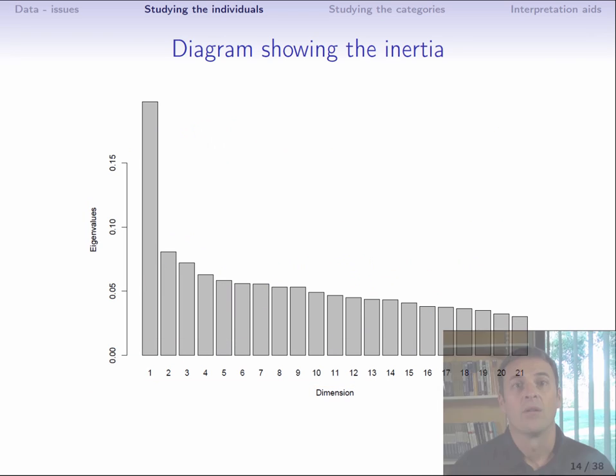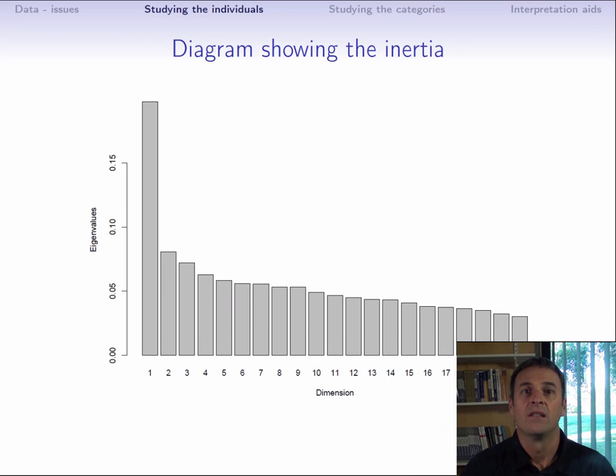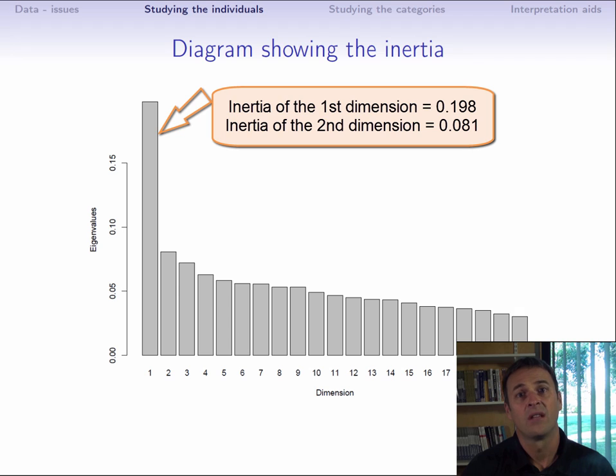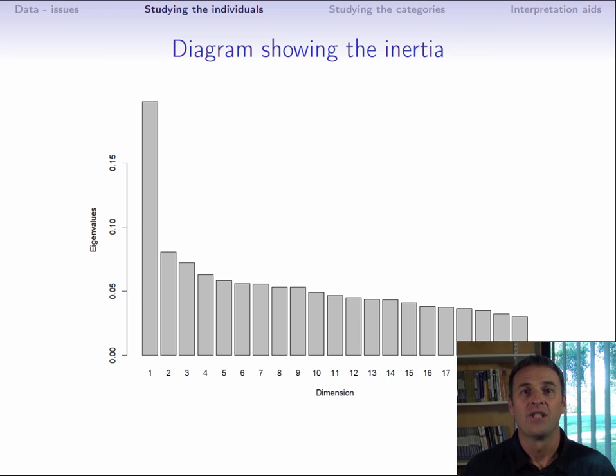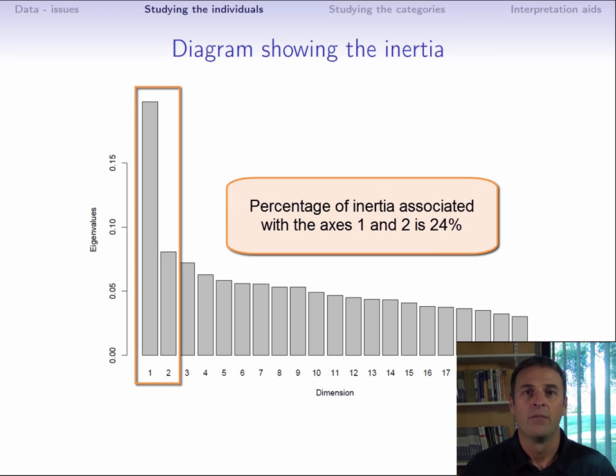Like in any principal component methods, let's start by looking at the decreasing values of the inertia associated with each subsequent dimension. Here, the bar plot shows that the first dimension has a rather larger inertia than those that follow. This makes us want to try and interpret the first dimension on its own and initially put the others aside. The percentage of inertia associated with this first dimension is 24%. Can we consider this to be a large number or not?